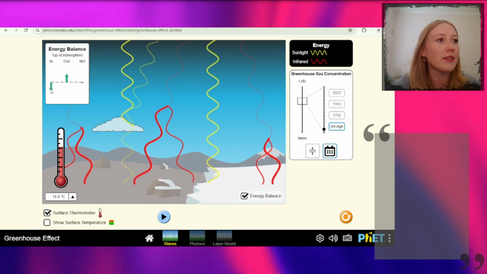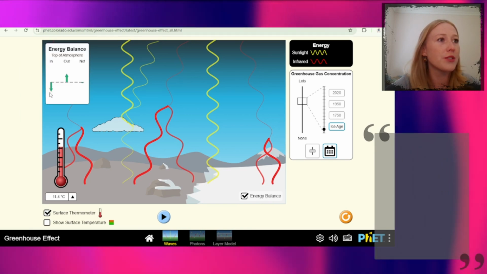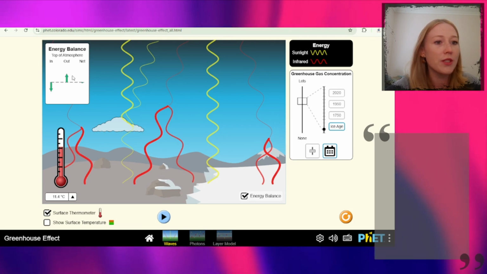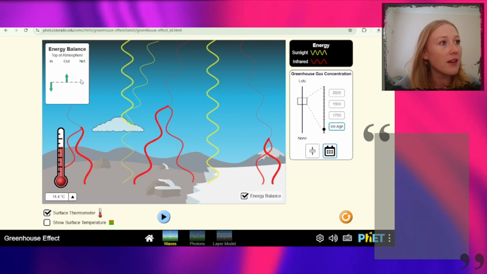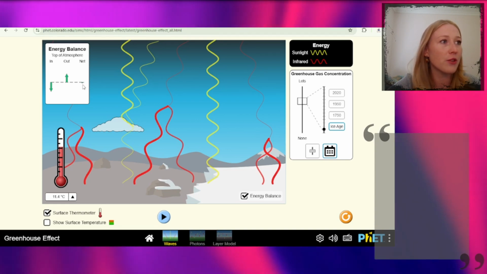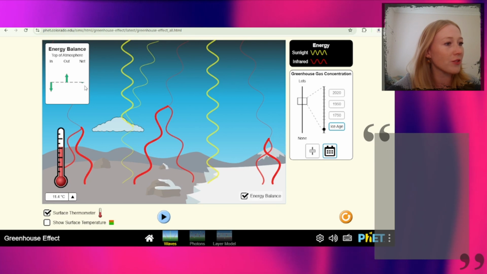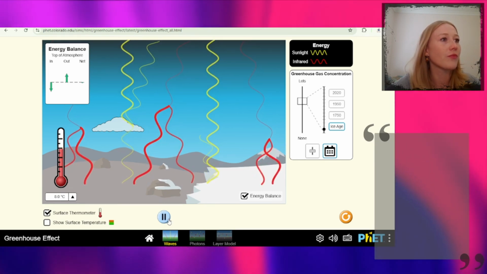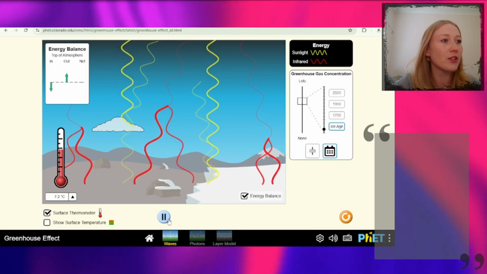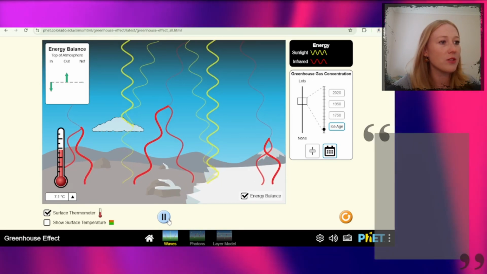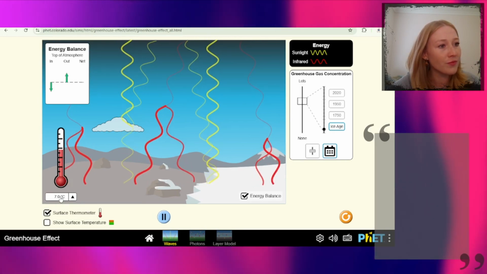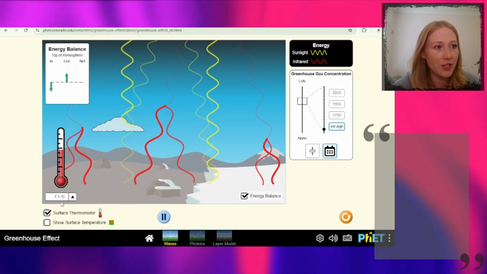I'm assuming that this arrow pointing downwards is how much energy is coming in. This going outwards is how much energy is going out. And then the net is if there is more coming in or more going out. So let's take a look. Let's push play. And it looks like it's reaching a balance, almost. And it seems to settle in a temperature over here.